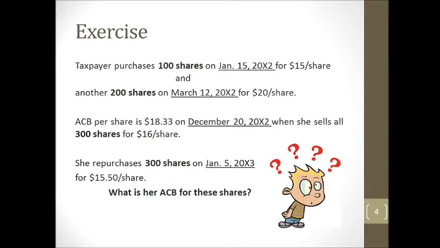On the next slide now, let's take a look at an example of the application of the superficial loss rules. Read through the example and then calculate the adjusted cost base of the shares that were repurchased on January the 5th. Now pause the lecture now to complete the example and your solution before continuing on to the answer on the next slide.